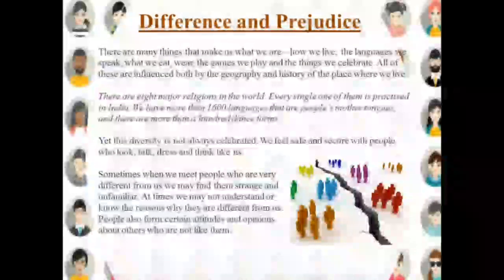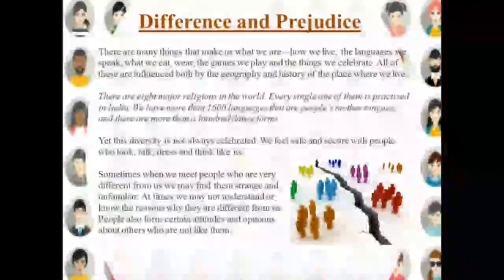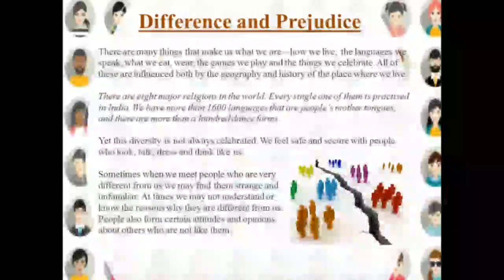First, let us understand what we mean by the words differences and prejudice. Students, we do many things that make us what we are. For example, how we live, which language we speak, what type of food we eat, what type of clothes we wear, the games we play, and the celebrations. All these factors are influenced by both geography and the history of the place in which people live.